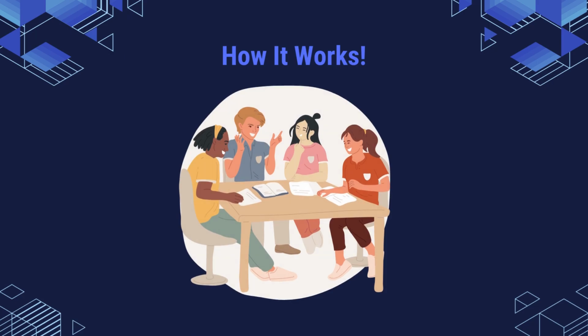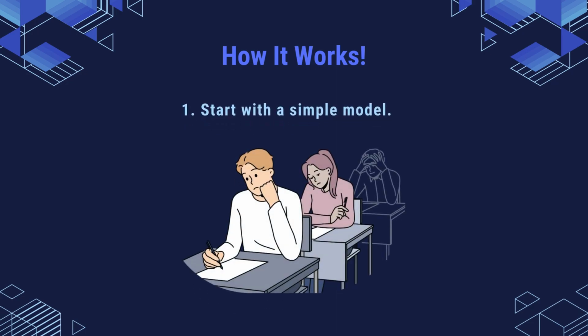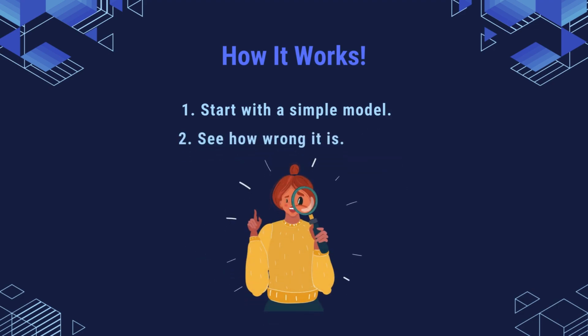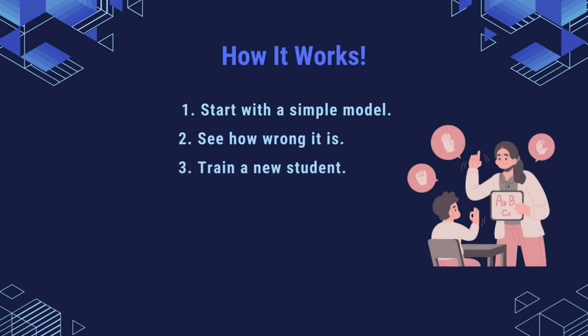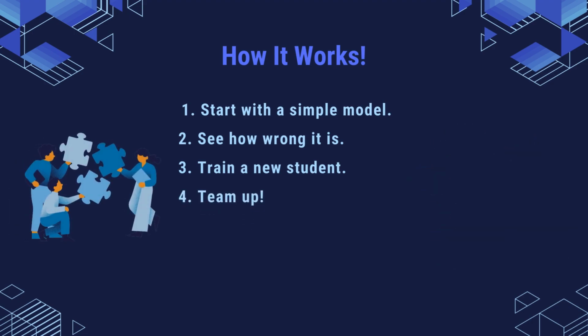So here's how it works. Using the analogy I have mentioned previously regarding the group of students, we start with a simple model. This can be represented by one of the students who might only get a couple of answers right. Then we see how wrong it is. This suggests figuring out how much each prediction missed the mark. After, we train a new student who focuses on correcting the mistakes of the first one. Then, ultimately, we team up by combining the predictions of both students to get a better overall answer.